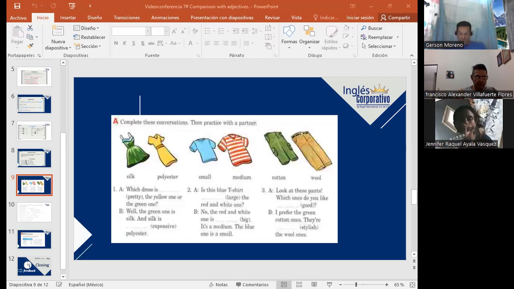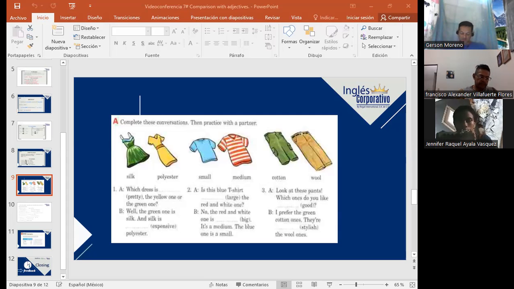Is this the blue t-shirt? Larger. The red one and white one. No, the red and white one is bigger. It's bigger, right? It's medium. The blue one is small. So, like, giving the references about that one.